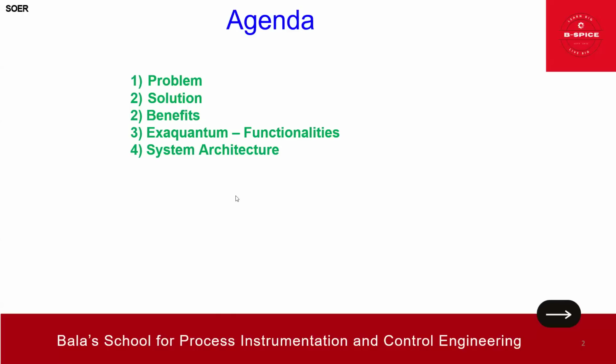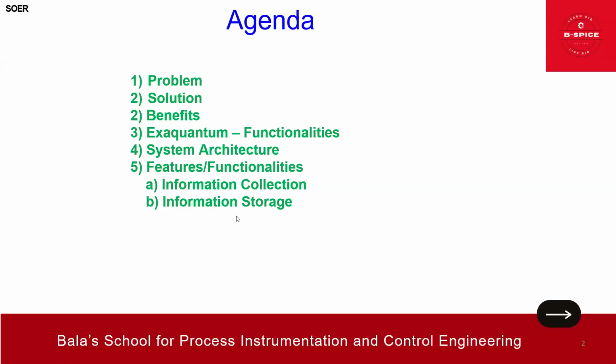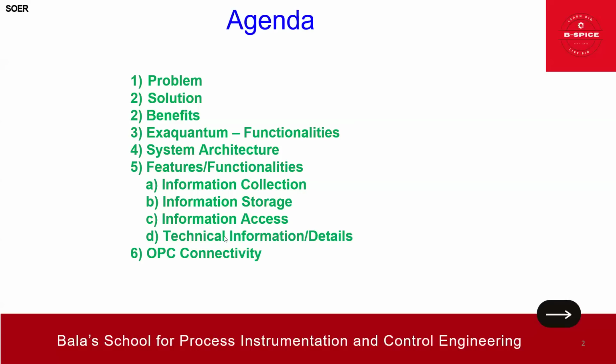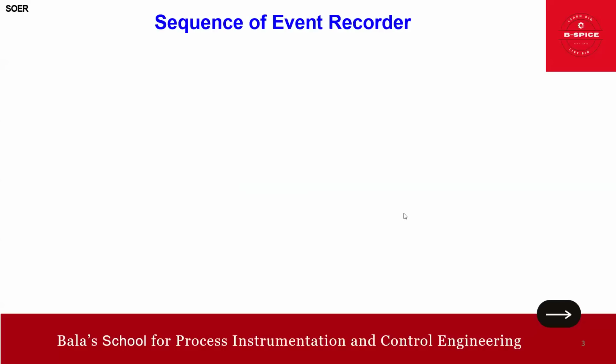Then we'll touch upon the architecture a bit, meaning where the server sits. Predominantly the features: information collection, information storage, information access, and the detailing. Then we'll also touch upon the OPC connectivity. Finally, we wind up with a summary, right, friends?